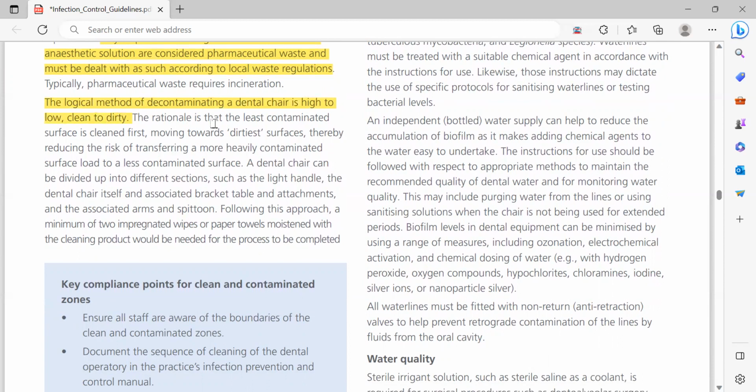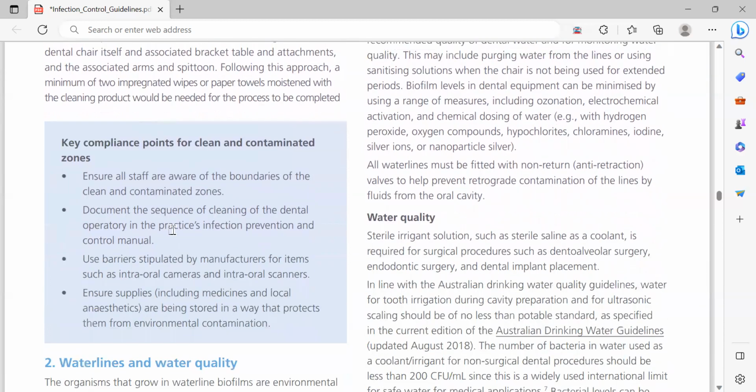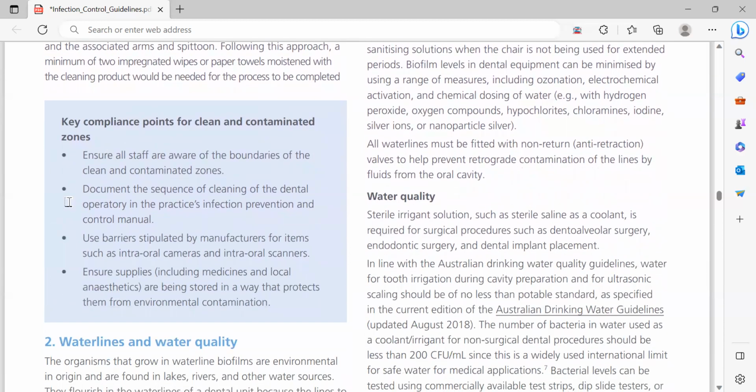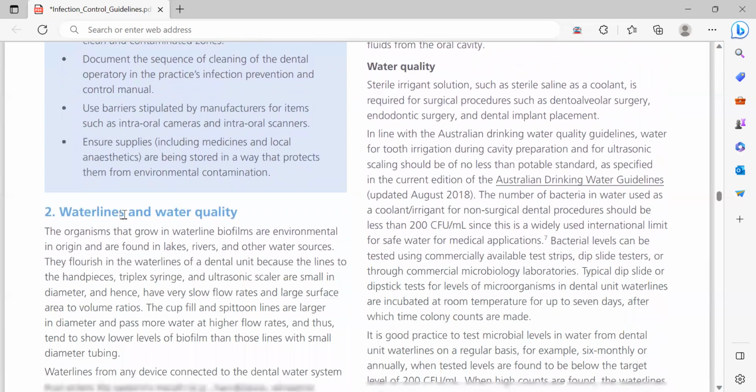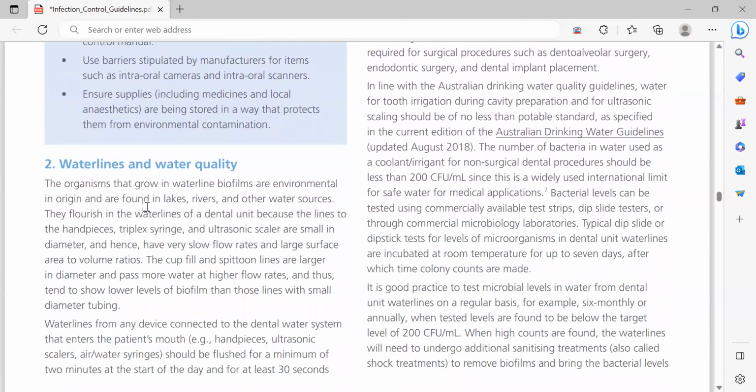The rationale is that you need to start from the clean area and then clean the dirty area, because if you start from the dirty area, everything would become more dirty. The least contaminated surface is cleaned first, moving towards dirtier surfaces. So these are some of the key compliance points, and we will cover water lines and water quality tomorrow, hopefully.